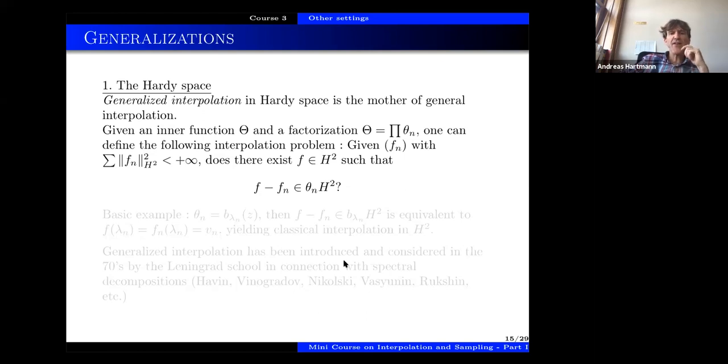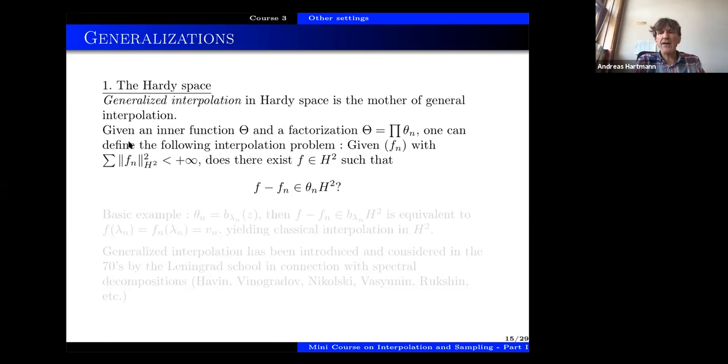And while I say here that the Hardy space situation is more or less the mother of general interpolation, of course, I mean, interpolating derivatives, this idea is older. For example, also if you make spline interpolation, then you interpolate derivatives. But in the Hardy space, you have a setting where this is quite natural and generalizes in a more or less easy way. So the idea is that you start from an inner function, and then you write it as a product of other inner functions, and then you can look for this interpolation problem.